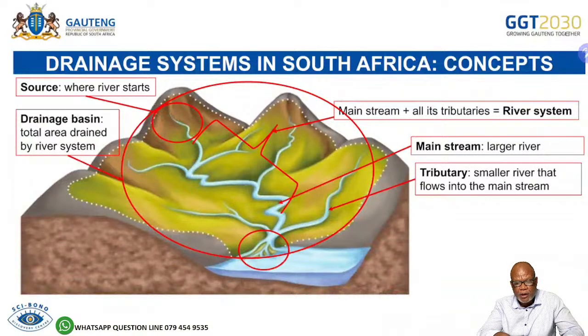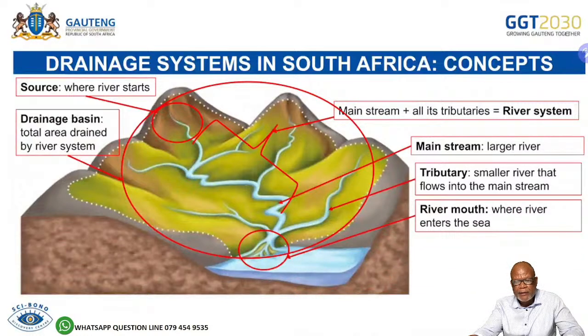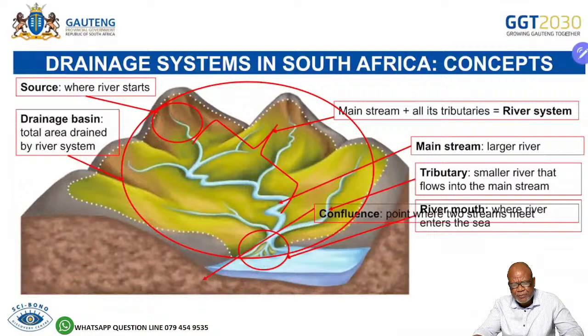And then what we have here is what we call the river mouth. It's not just a mouth, but it belongs to the river, so it is the river mouth. A river mouth is where the river enters the sea, which means the river at its lowest point, when it enters the sea. That is what we call the river mouth.